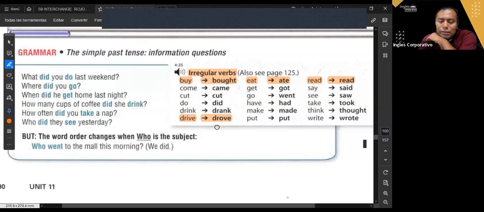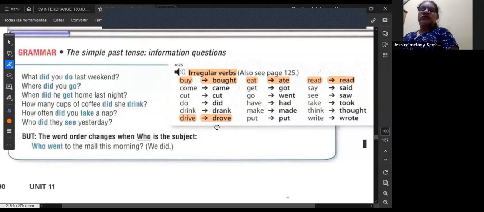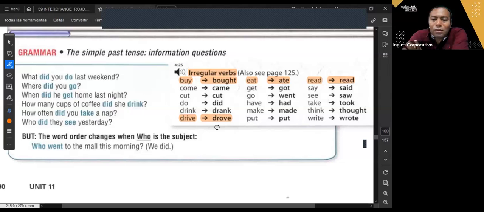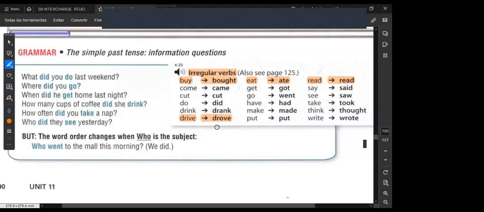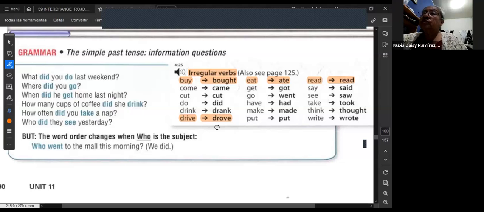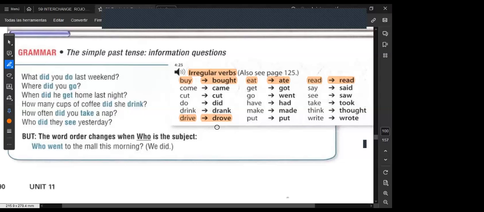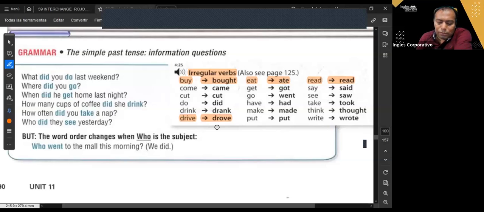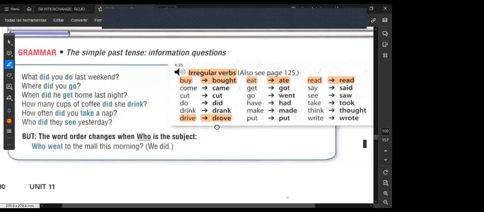Say, said. Said, como de sed, de sediento. See, saw. Take, took. Think, thought. Okay, right, wrote.